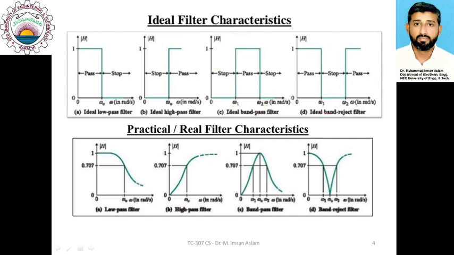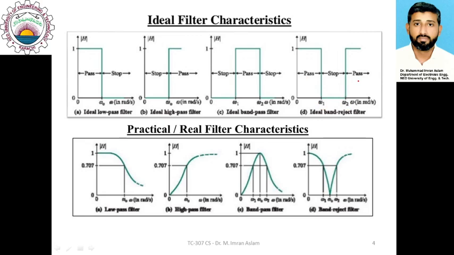The fourth category, the band reject filter, is illustrated in this diagram. Here you can see that there is a specific band which comprises the stop band, starting from the lower cutoff value of omega 1 and ending at the upper cutoff value of omega 2. All the frequencies between omega 1 and omega 2 will be stopped by this band reject filter, and all other frequencies will pass through. That means all the frequencies below omega 1 or above omega 2 will get passed through this filter.